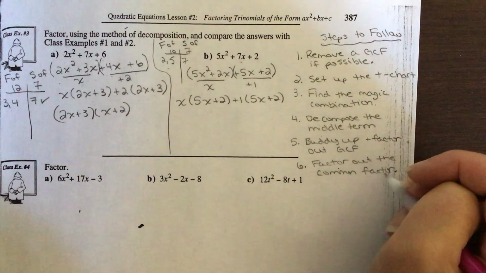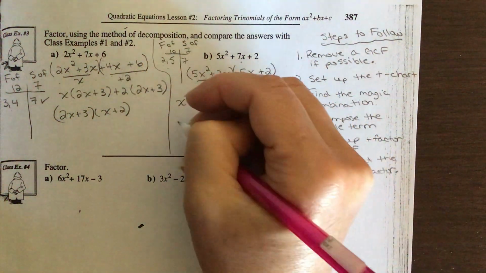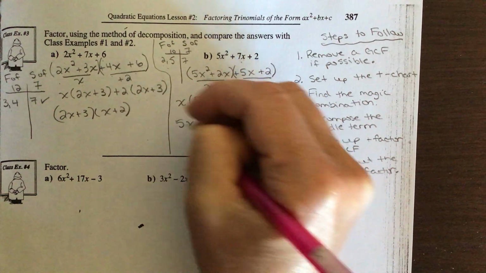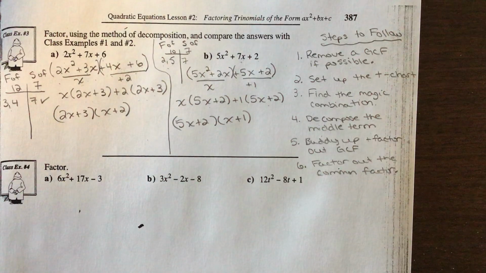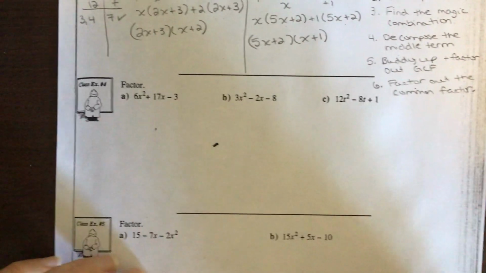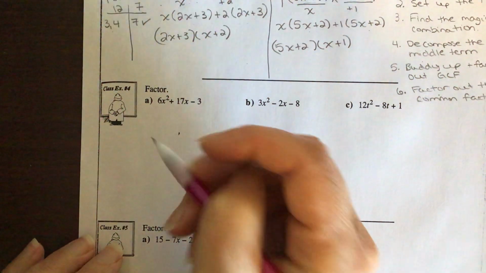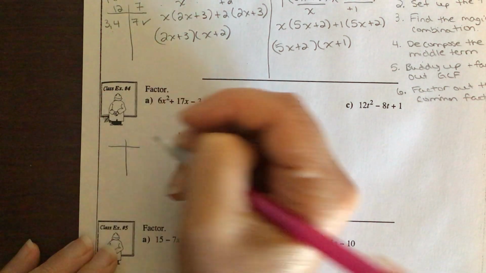Now we factor out the common factor, which is 5x plus 2. Remember, this is a checkpoint. They need to be the same so that we can factor them out. And we're left with x plus 1. Okay, so all that work that we did in the first lesson is really paying off right now. So let's keep going. Look for a greatest common factor. There isn't one. Set up our chart.